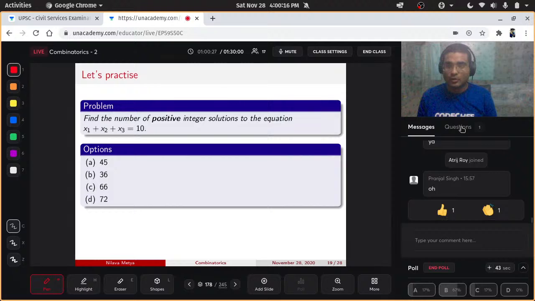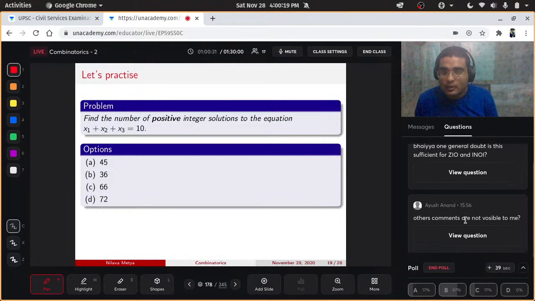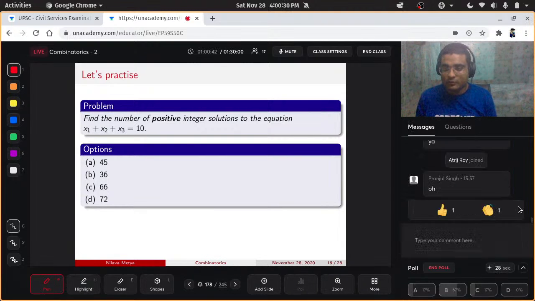There's a question. No, Ayush, others' comments are not visible to you. They will be visible only if you are a plus user on Unacademy. 30 seconds more. If you want to answer, you answer. And you should answer to check your concept.